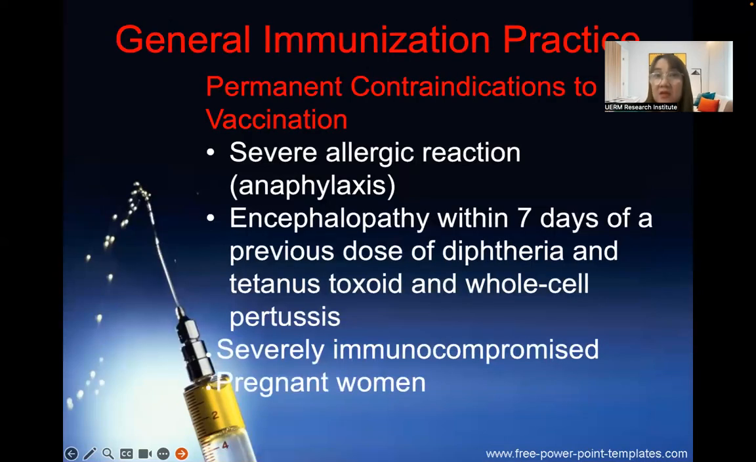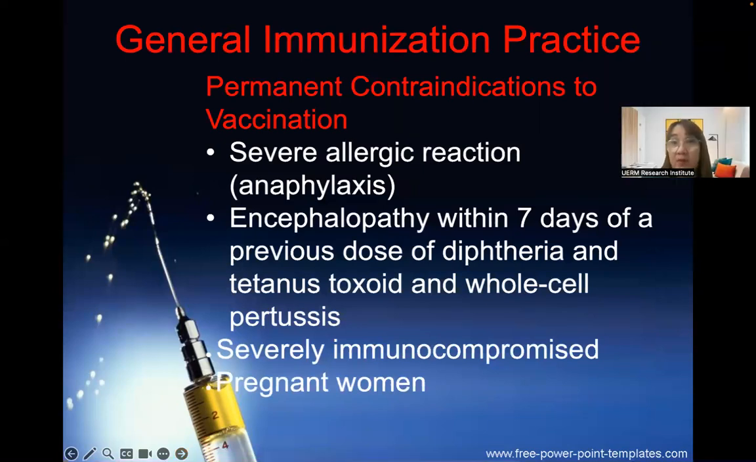So what are the general immunization practices? We have permanent contraindications to vaccination. If you develop severe allergic reaction or anaphylaxis during the shot that you were given initially, you should not get the second shot anymore. Encephalopathy within 7 days of a previous dose of diphtheria and tetanus toxoid and whole cell pertussis, if you're severely immunocompromised, and pregnant women.